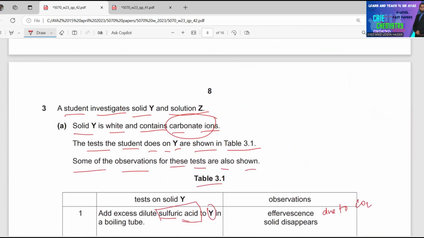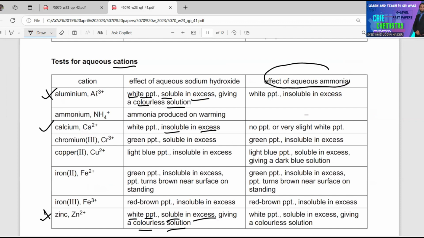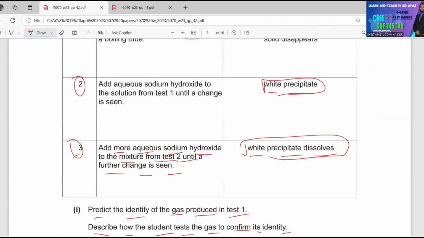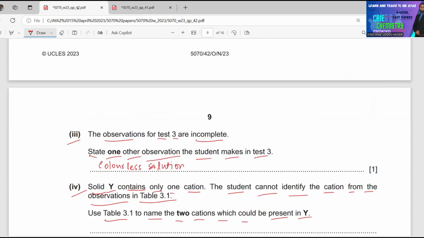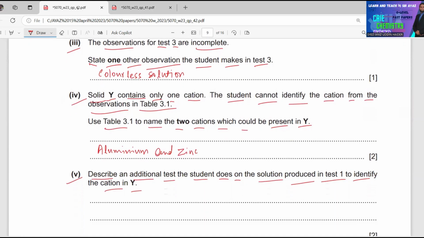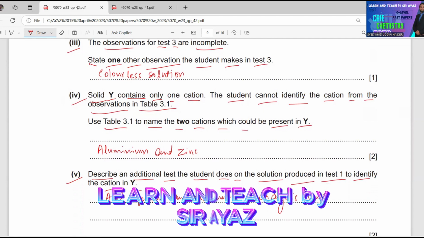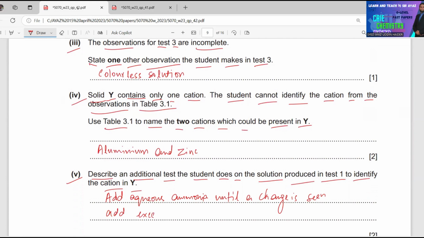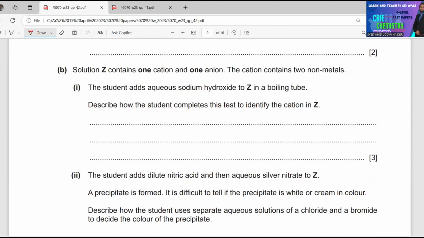Now, an additional test for these cations must be aqueous ammonia. This will help in confirming the presence of the right cation. So you'll write: add aqueous ammonia until a change is seen. Then add excess aqueous ammonia. Then you will be able to identify the correct cation in this case.